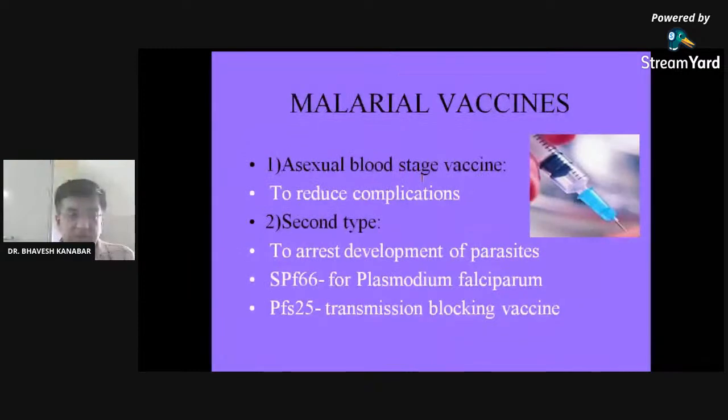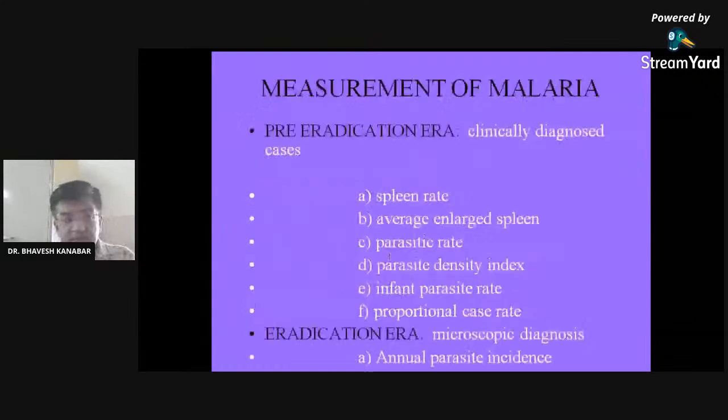Malaria vaccine, still in research since so many years. We are talking about the vaccine against COVID, but you can see that in dengue and malaria, vaccines have not been developed yet, right? Because of the many limitations. So you just remember that only these names are there: SPF 66 for Plasmodium falciparum and Pfs25, but they are not in practice, right? They are just under research since so many years, since we were in undergraduate.